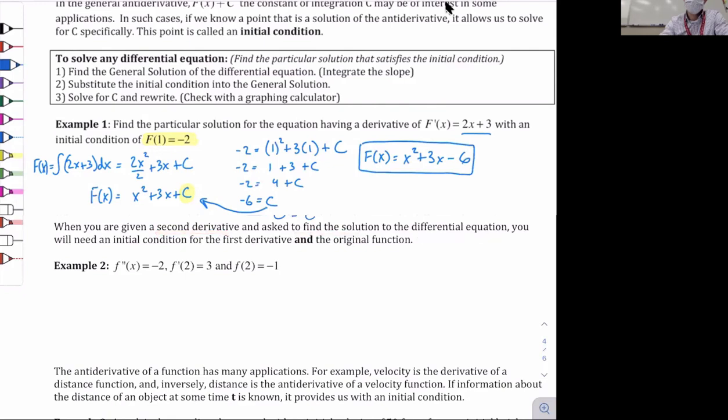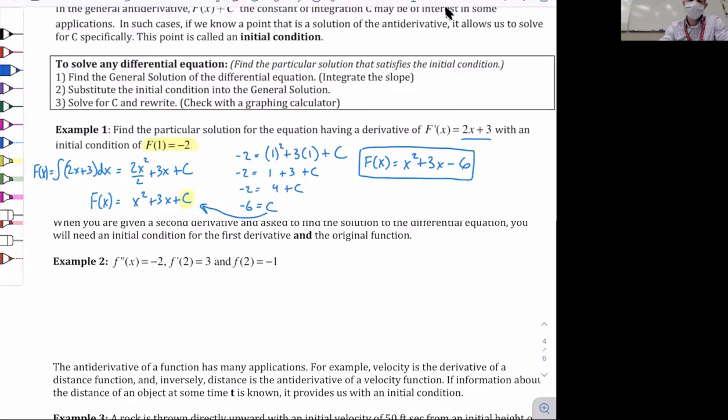So in that case, you're going to jump from the second derivative to the first derivative to the original function. You're going to have to do this process twice. So you will need initial conditions on the derivative and the original function. Okay, so first off, we would just look for f prime at x, and that's the antiderivative of -2, which would be -2x plus c.